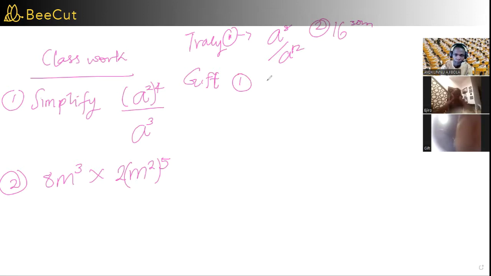That is A raised to power 8 over A raised to power 3. Okay, what's your second answer? 16m raised to power 13.